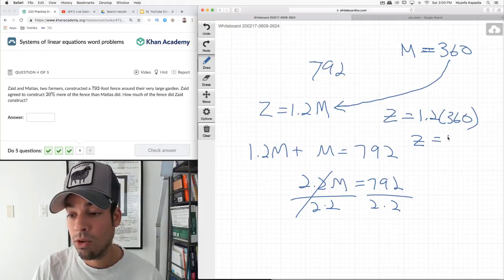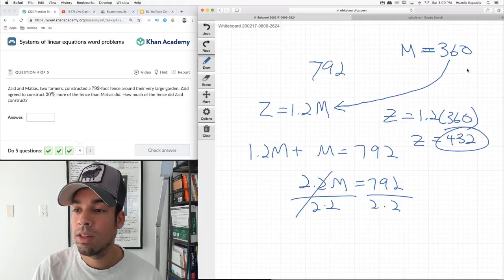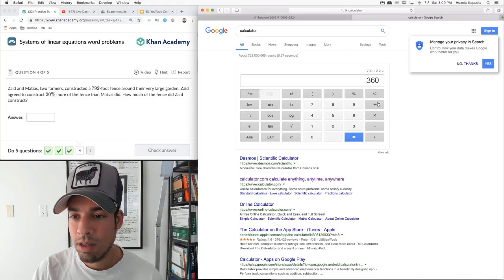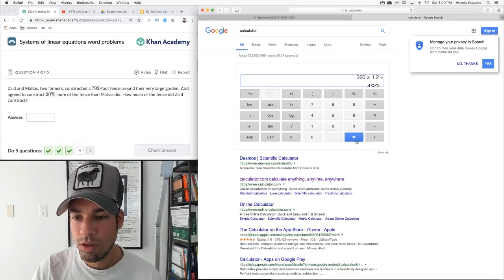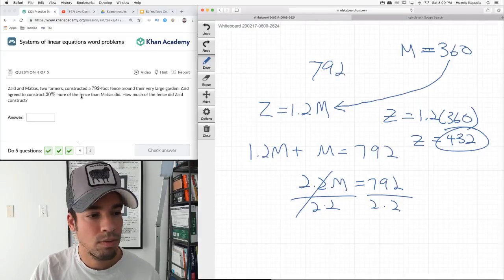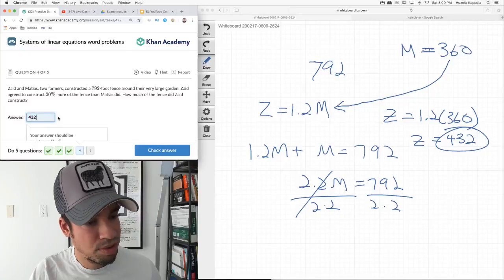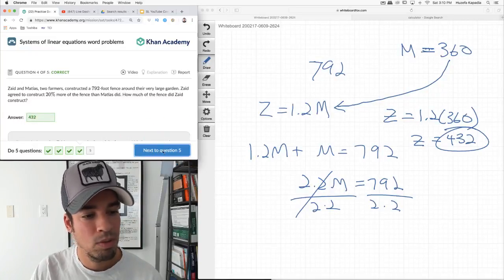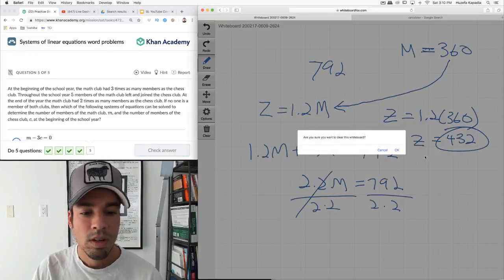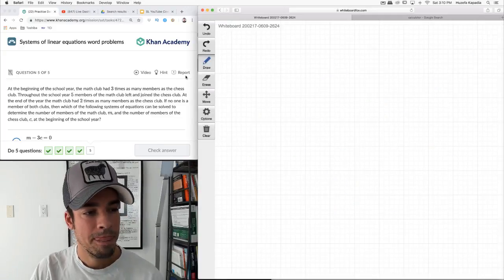432, I think. Of course, I'm going to back this up with my calculator because we don't want any mistakes. Times 1.2 is 432, right? Is that what I said? 432. That feels pretty good. Let's give it a shot. Boom. All right. This one's a long one.